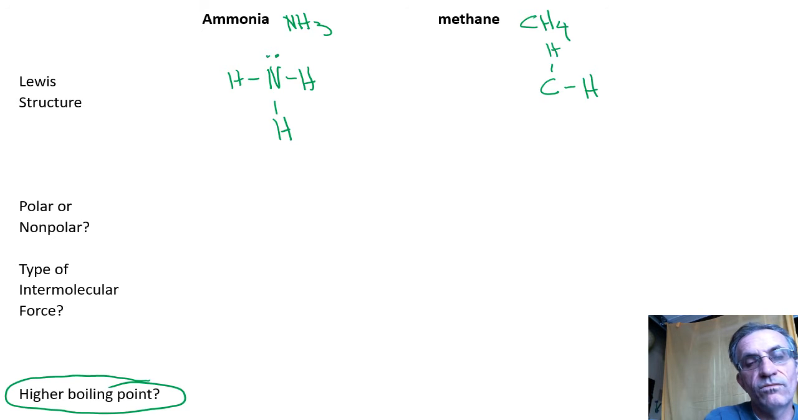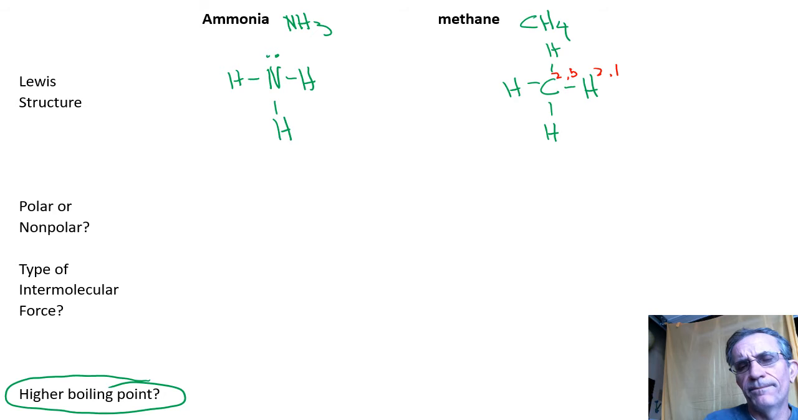Now, once we know that, the next thing we can figure out is, are you polar or nonpolar? So how do you do that? Well, the way you figure out if you're polar or nonpolar is you look up the electronegativities, right? And let's put them up here. Carbon is 2.5, hydrogen's 2.1.